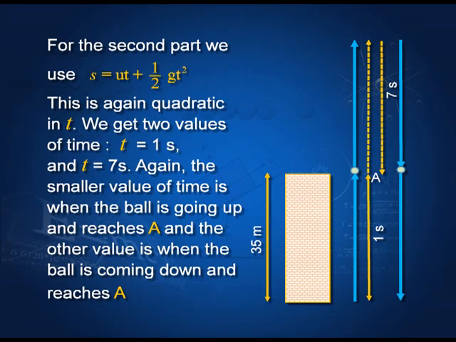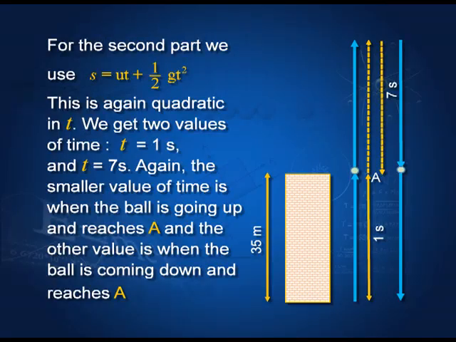The second part of the same problem, we have to find now the time. So, we use this equation s equal to u t plus half g t square, and since this is square in t, we get two values of t. In this case, if we put the numbers, we get t equal to 1 second and t equal to 7 seconds. Again, both these are correct.